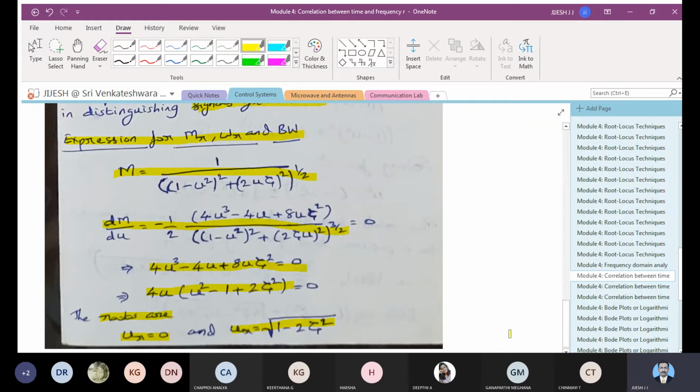Here we are studying the correlation between time and frequency. We have seen the components MR, omega R, and bandwidth, and we are going to derive the expressions for all of these. For that we used the equation M, took the derivative dM by du, and equated 4u cube minus 4u plus 8u zeta square to 0, and we got the roots: ur equal to 0 and ur equal to root of 1 minus 2 zeta square.